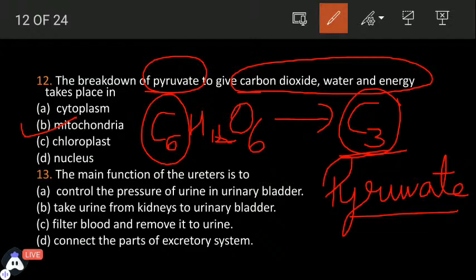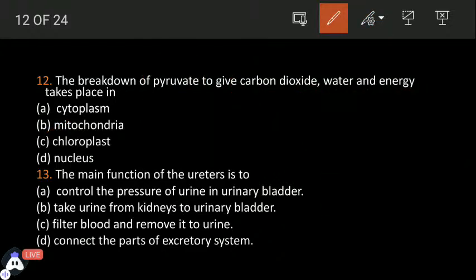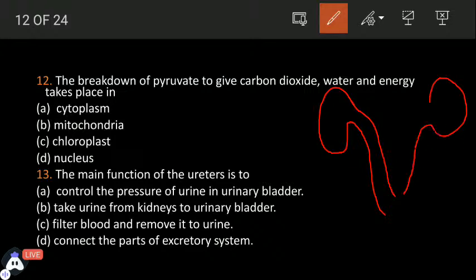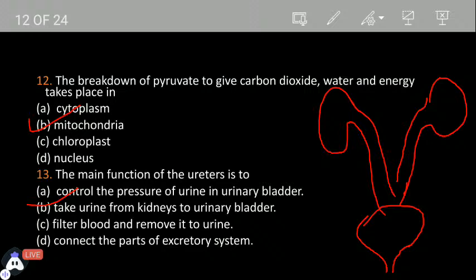The main function of the ureters is to. Now, I hope you all are aware what are ureters. These are the 2 tube-like structures which are joining the kidneys. And what is their function? They are joined to each of the 2 kidneys. So, if we talk about the function, what is their function? Their function is to, yes, take urine from kidney to the storage organ, and that storage organ is what? That is the urinary bladder. So this is the function of the ureters, and that is they take urine from kidney to the urinary bladder.